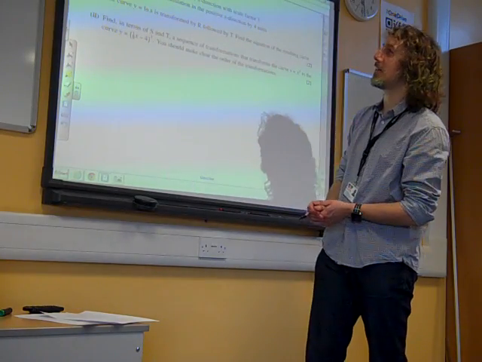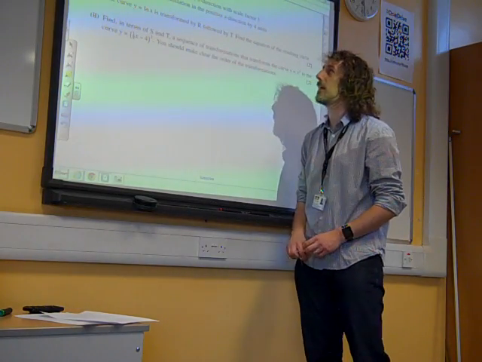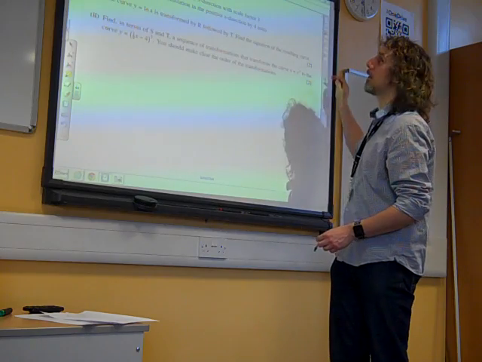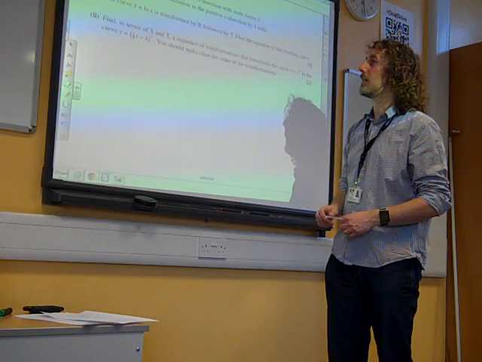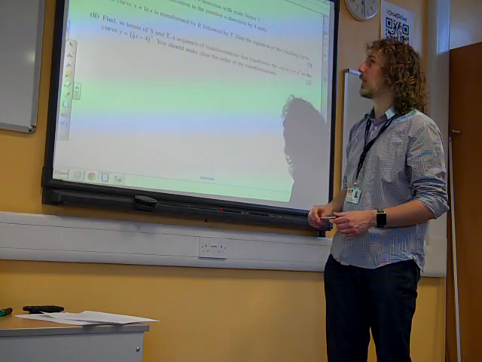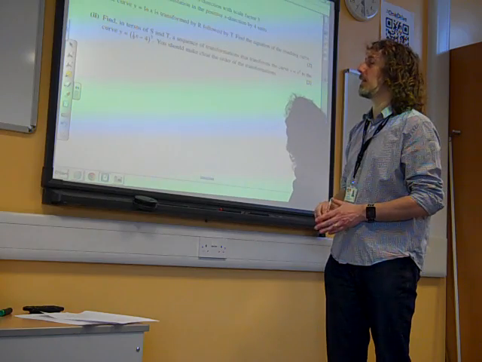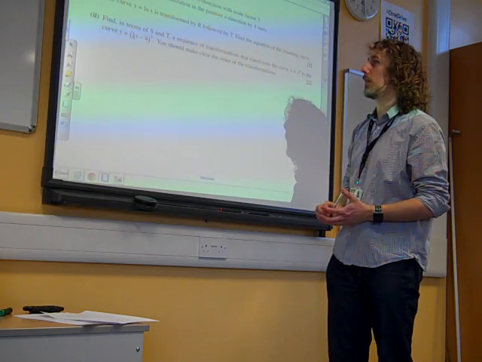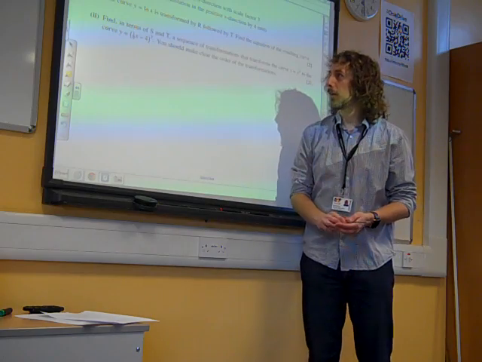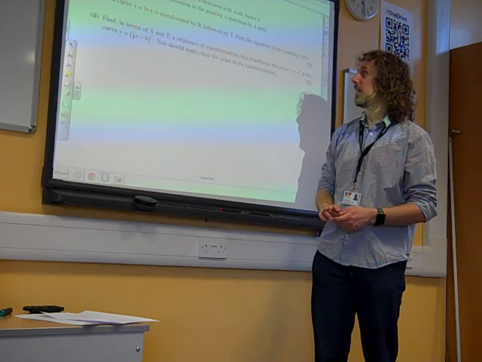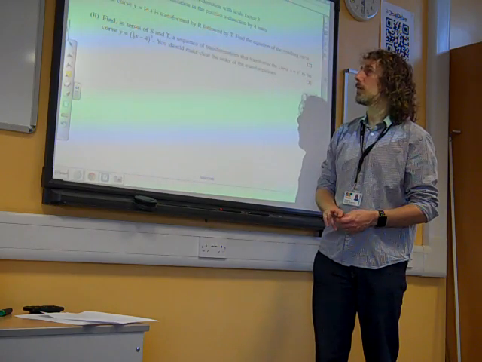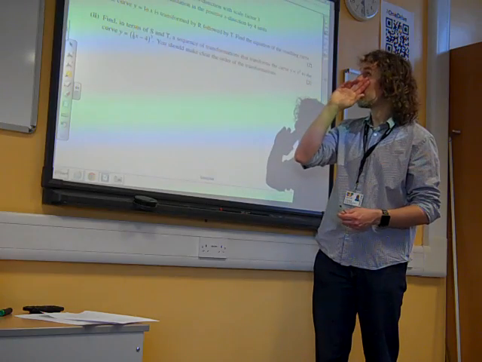Okay, here we go with question 2. The transformations R, S and T are defined as follows. R is a reflection in the x-axis. S is a stretch in the x direction with scale factor 3. T is a translation in the positive x direction by 4 units. The curve y equals ln x is transformed by R, followed by T. Find the equation of the resulting curve.